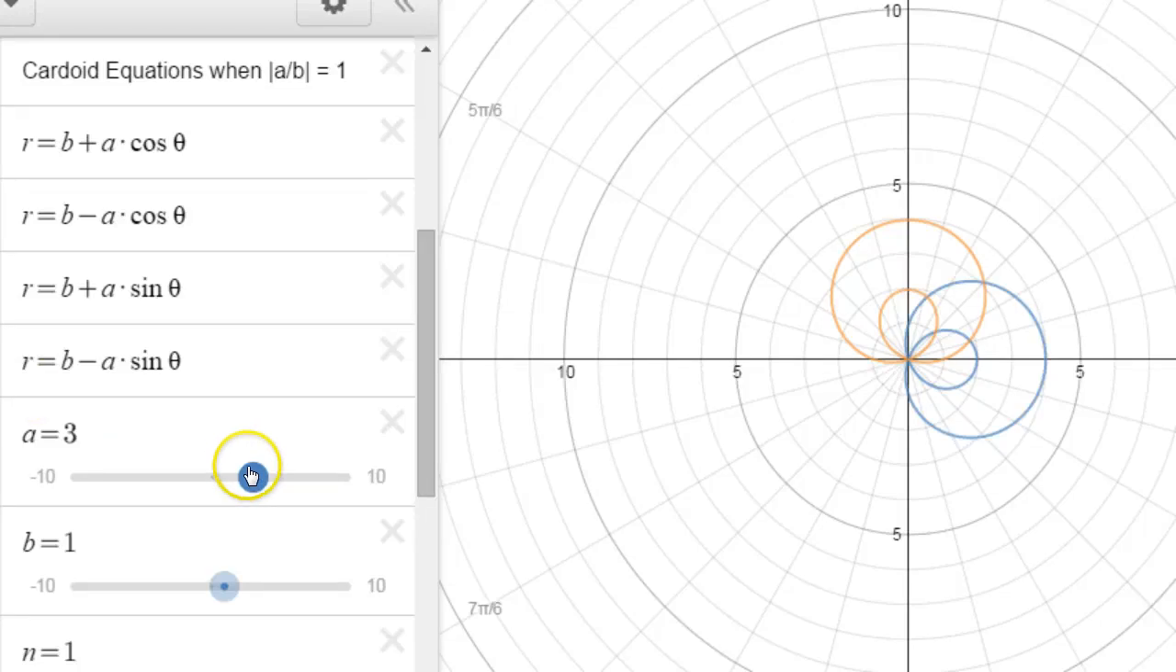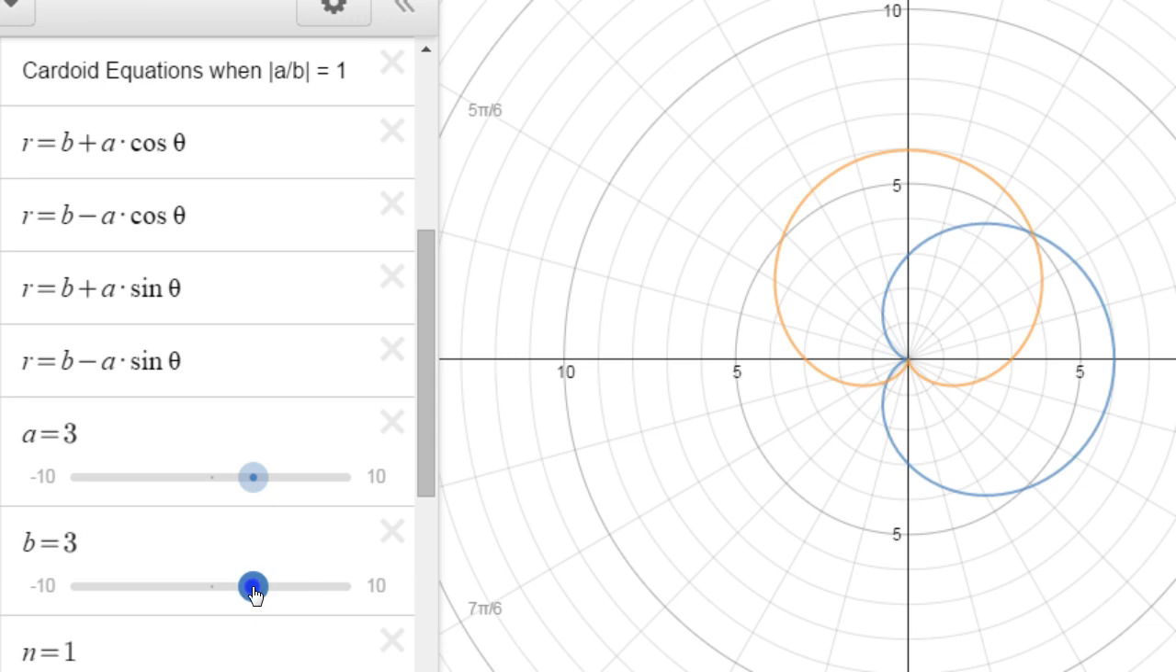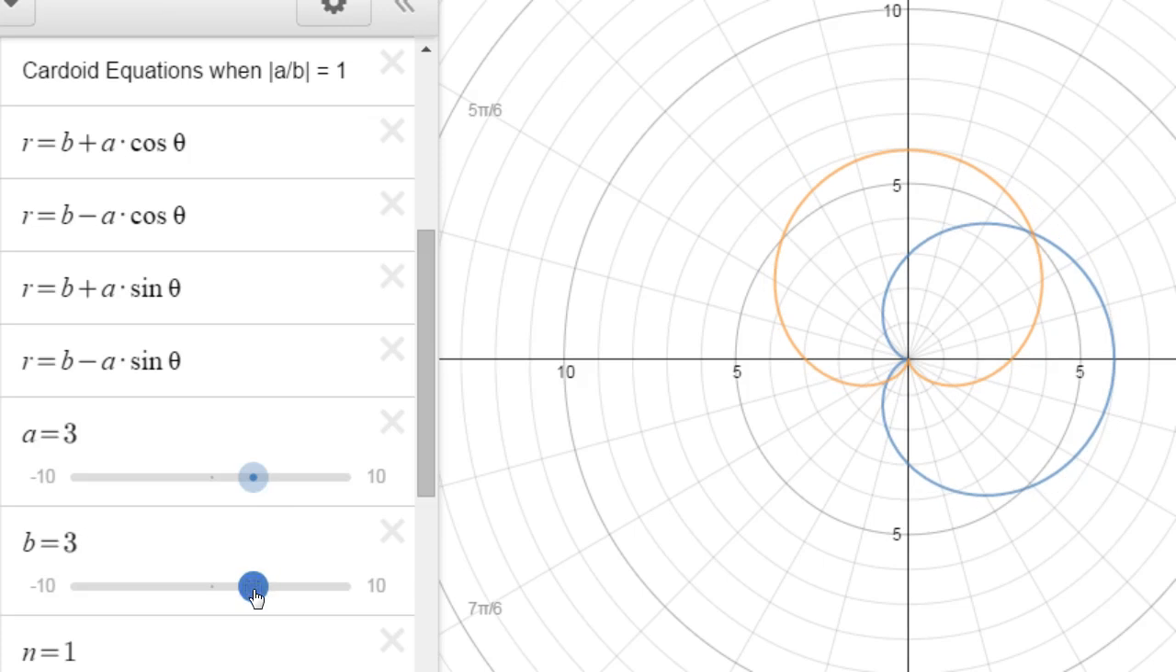Okay, now if I make b back equal to it, we get our cardioid. But if I make it bigger, now if you notice the cardioid, it makes a heart shape, and the heart shape is going to touch the little, I guess you could call that a butt-like shape, touches the pole. So that's a cardioid.